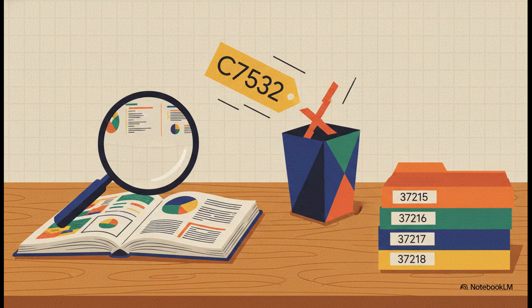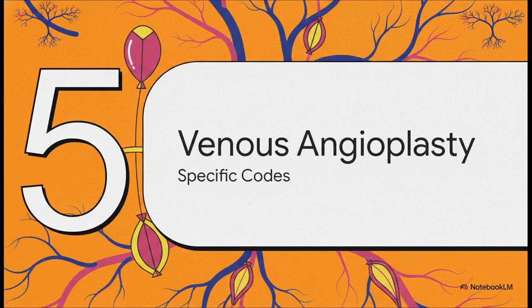Let's look at a few final arterial restrictions. When performed in the same artery during the same session, do not report 37246 or 37247 alongside codes 37215 through 37218 or the 37254 to 37299 range. Also, just a quick note on a recent update. In 2023, CMS created a code C7532 specifically for ambulatory surgical center, or ASC practices. If you are a physician coder or an OPPS facility coder, ignore that C code entirely. It's not for you. And finally, Section 5, Venous Angioplasty Codes.